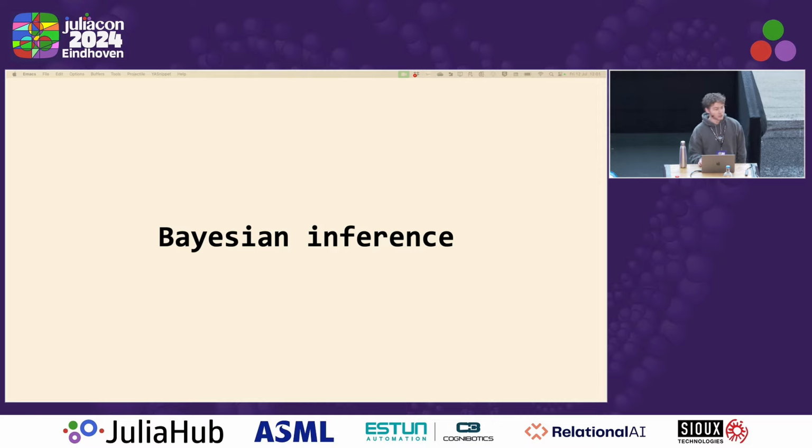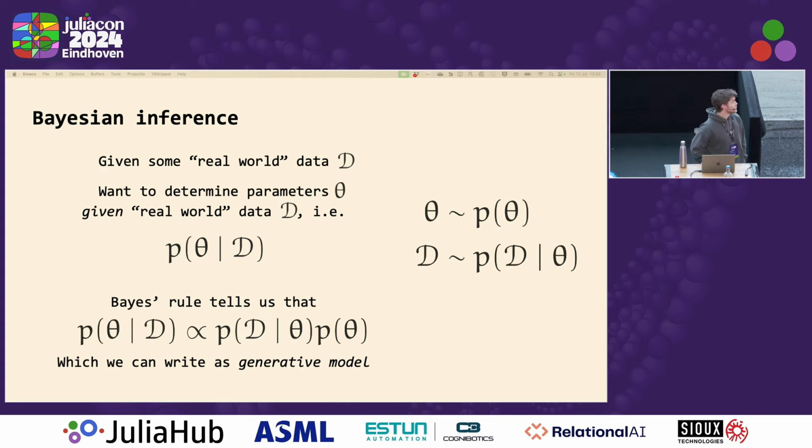Before we go into this, I'm going to tell you about Bayesian inference. I'm going to be quite brief, but hopefully it should remind people about what it is and give people somewhat of intuition about what it's actually doing. So, Bayesian inference, very quickly, is the scenario where you have some real data, curly D, and you want to determine some parameters, theta, given this real-world data. And you're trying to inspect this probability density of the parameters given the data.